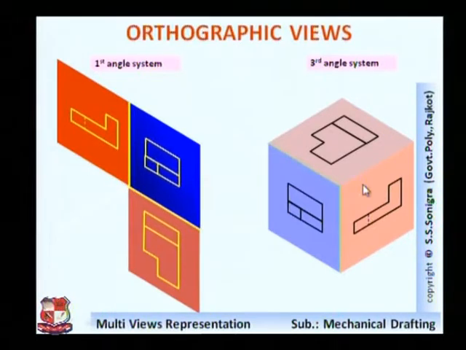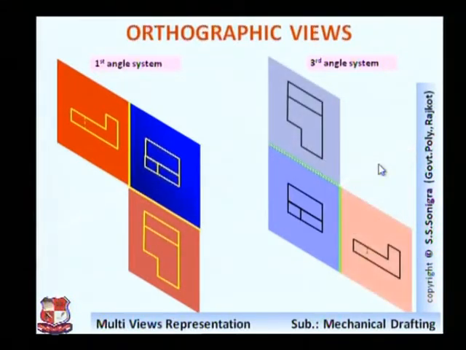Similarly here, if we cut across this folding line and open, then it would appear like this. This is the front view, this is the top view, and this is the side view. So here you can see the front view is drawn below the top view, and the right hand side view is drawn to the right side of its front view. So that is another difference between these two projection methods.